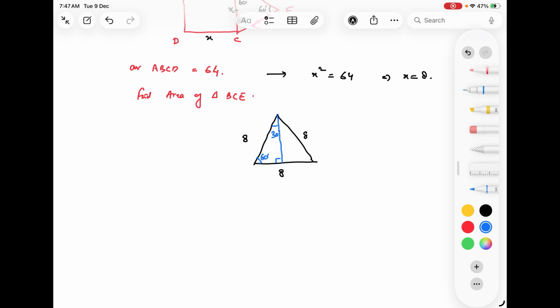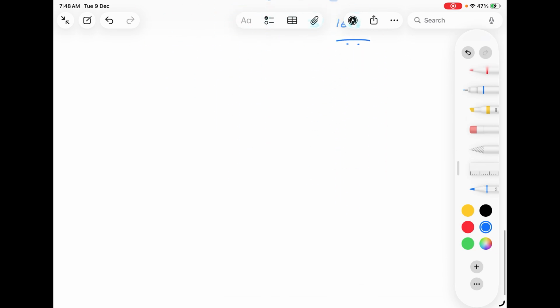Now the side opposite to 90 is 8, that is 2a. Then the side opposite to 30 will be a, that is 4. And this will be 4 root 3. So the area of triangle BCE becomes half into 8 into 4 root 3. That is 16 root 3. Right? Let us do question number 2.